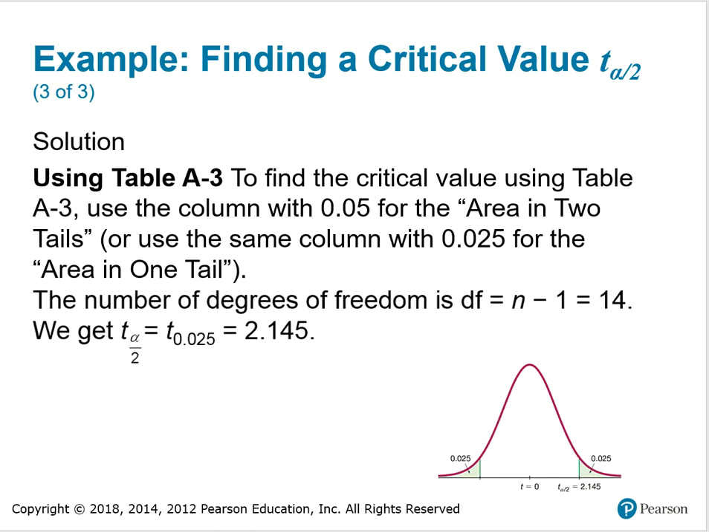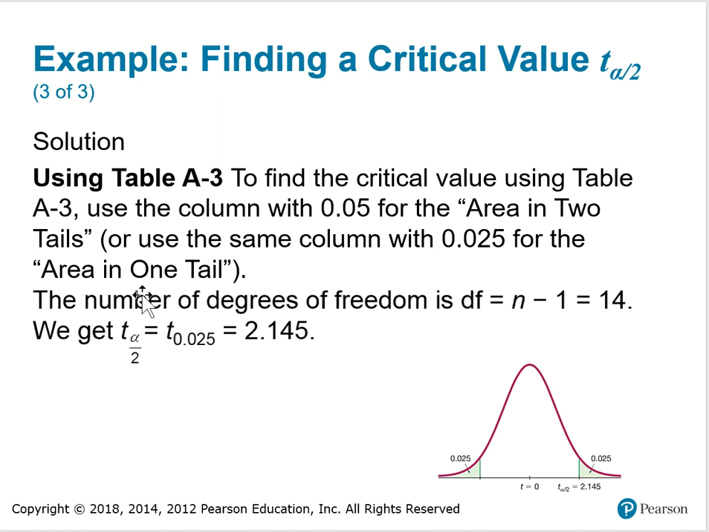To find the critical value using table A3, use the column with 0.05 for the area in two tails, which is the same column as 0.025 for the area in one tail. The number of degrees of freedom is df equals n minus 1 equals 14, and we get a t value of 2.145. Here's the picture representing what we're looking for.